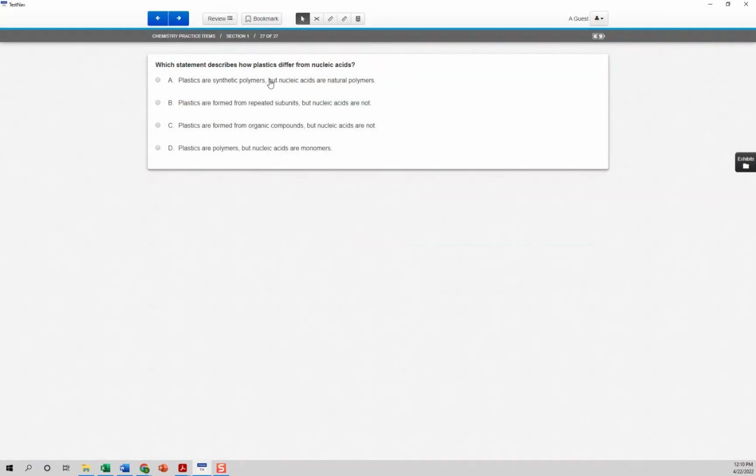Okay, here, this kind of goes, again, with what I just said, plastics versus nucleic acids. Nucleic acids like DNA, deoxyribonucleic acid, natural. Plastics, synthetic. So choice A, plastics are synthetics, and nucleic acids are natural polymers. All right. So that's it. That's all 27 practice items.